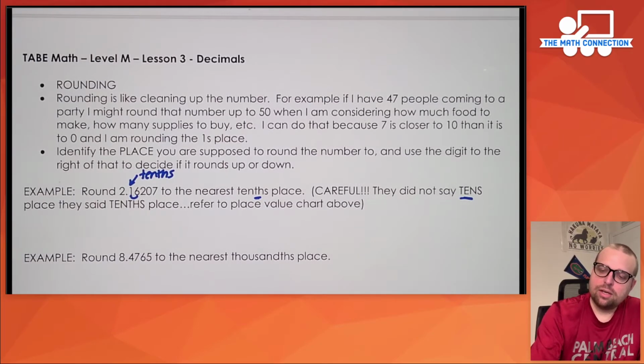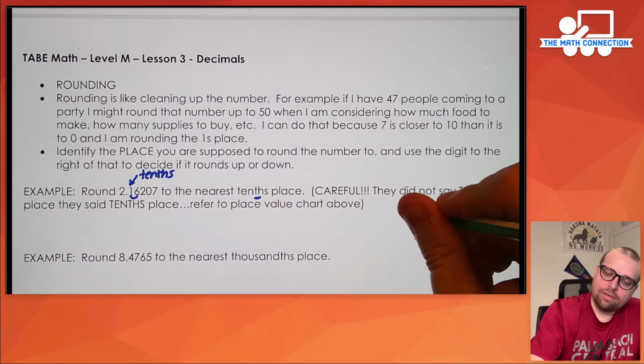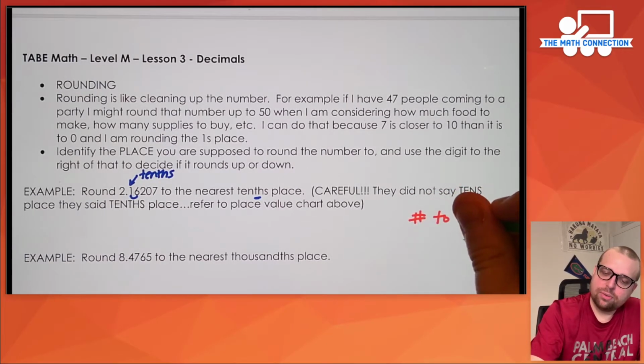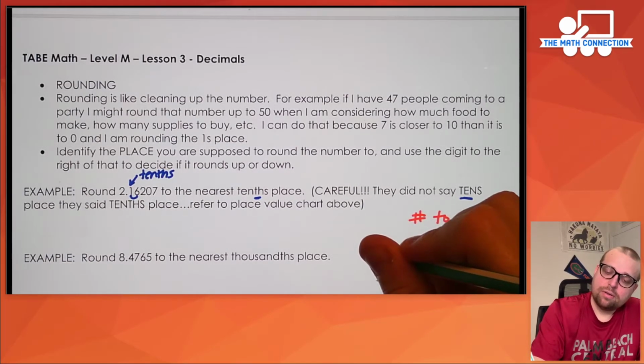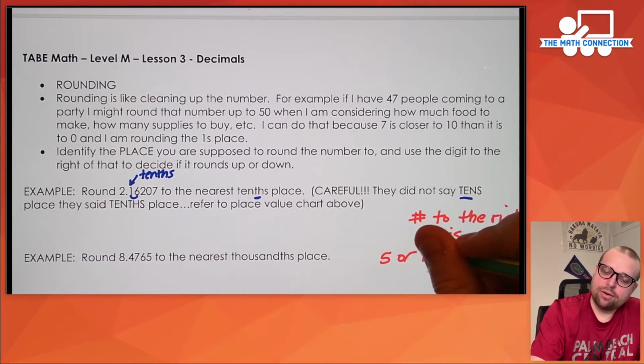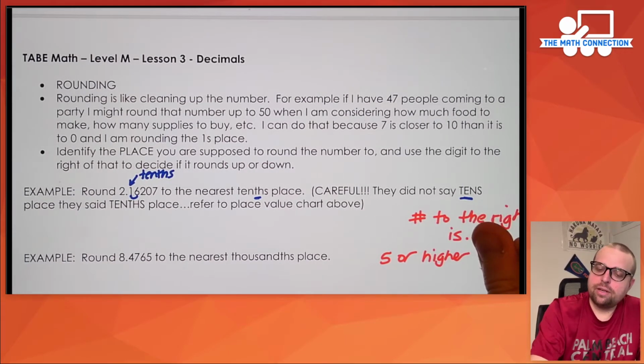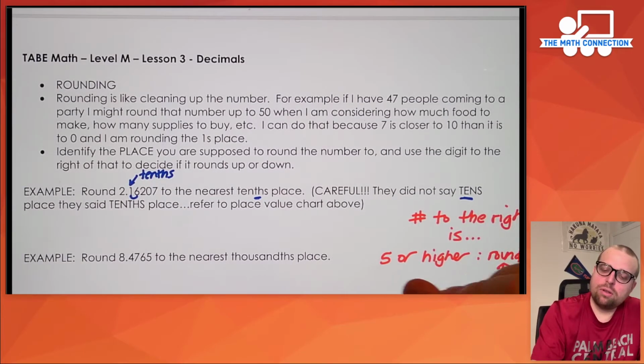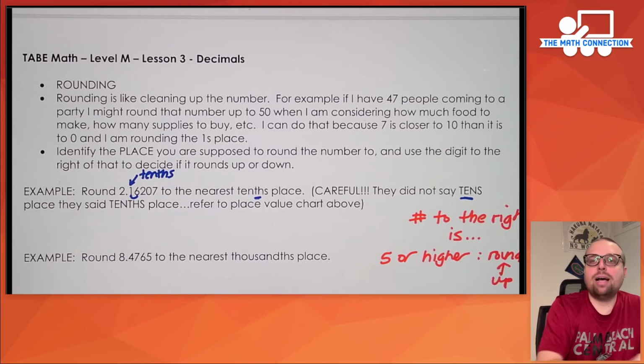Hold on. Okay, so if the number to the right is 5 or higher, then you round up. If it's 4 or less, then you round down. Okay, so let's apply this definition to the problem we have in front of us.